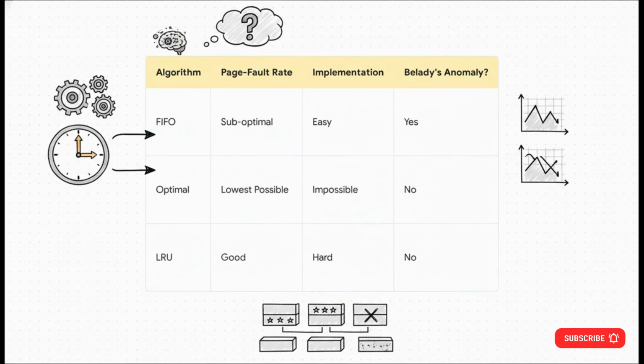A much more practical and really effective approach is LRU, which stands for least recently used. It's based on a really solid assumption. If a page hasn't been used in a long time, it probably won't be needed again anytime soon. It's a great approximation of that perfect optimal algorithm, but implementing true LRU can be really hard on the hardware.